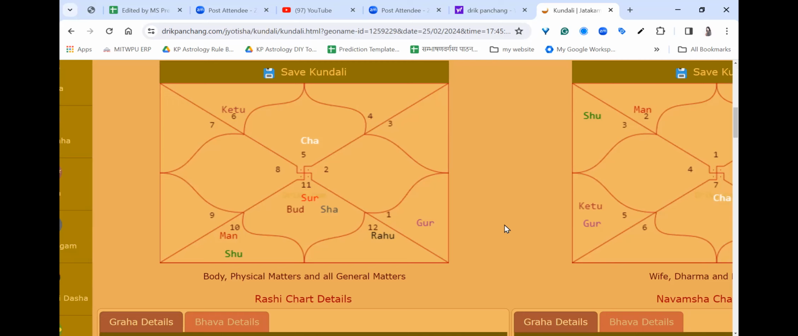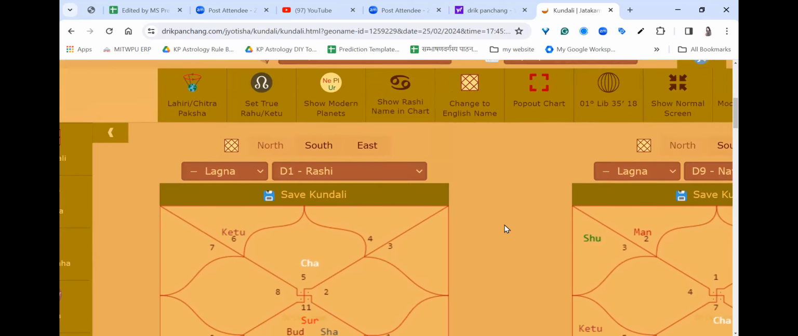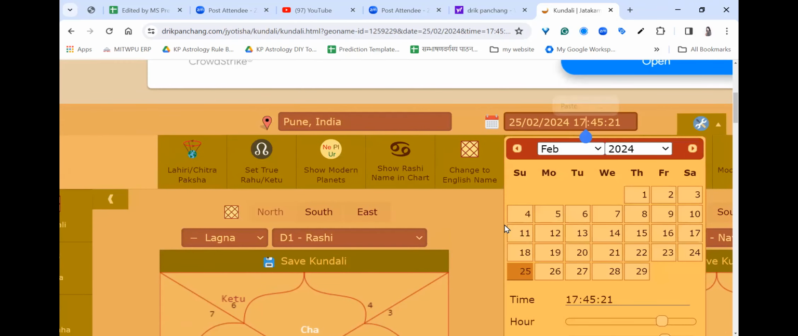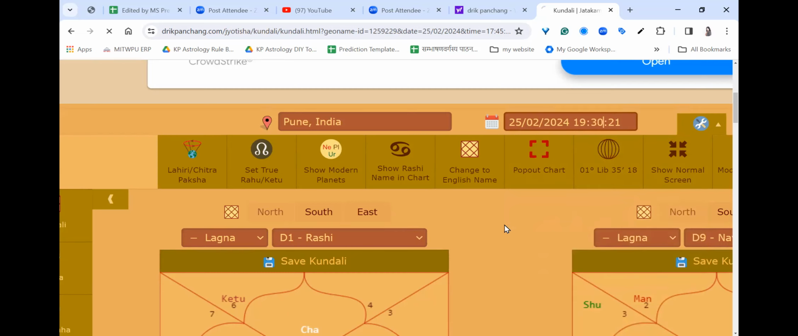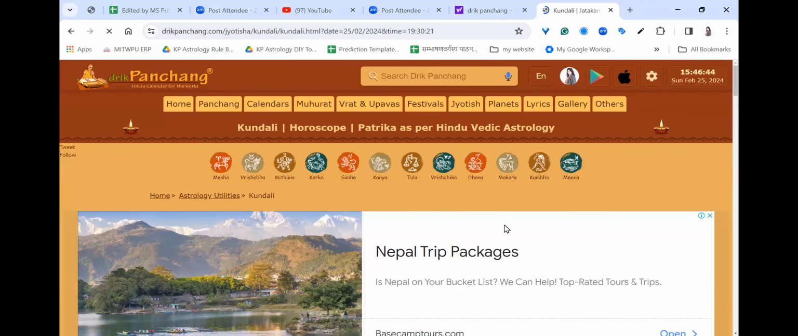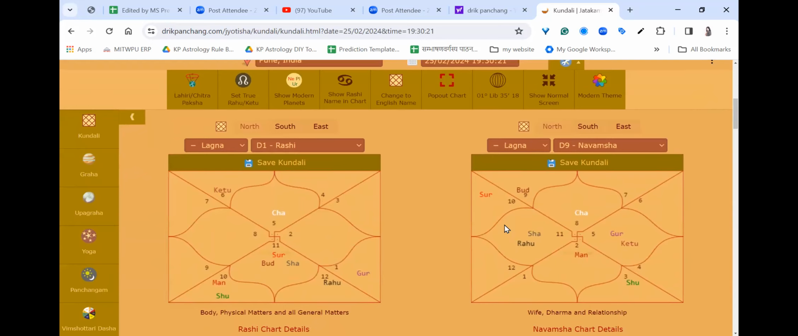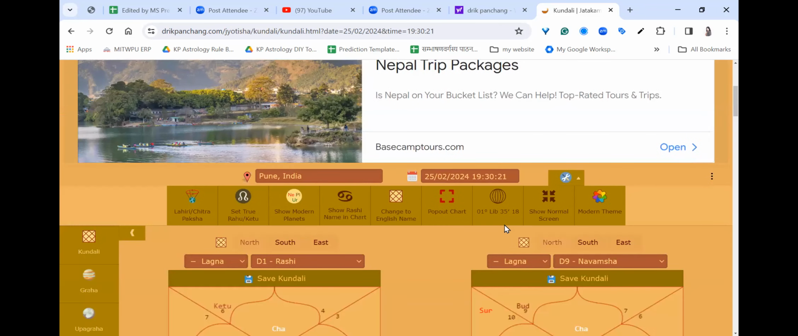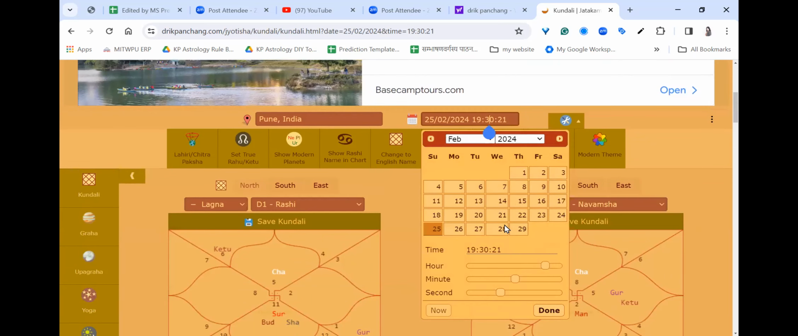Maybe 7:30 p.m. Okay, so I'm going to change here also. 1:30. It's still 5, so we'll just move it by a few more minutes. Right, so let's say 45 or 40.